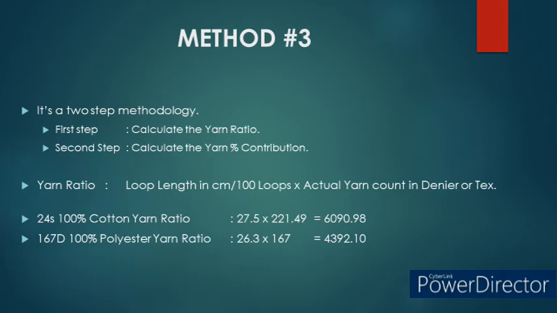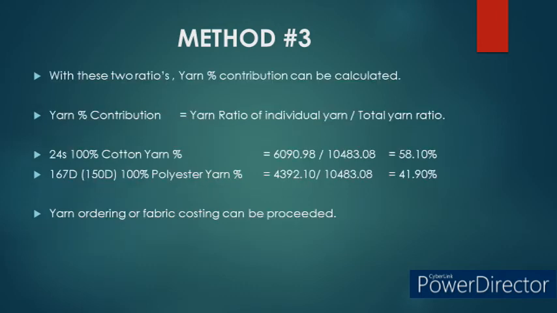167 denier of 100% polyester yarn ratio can be calculated using 26.3, the loop length in the 167 denier 100% polyester yarn, into 167, the denier actual yarn count in the polyester, that is 4392.10. With these two ratios, yarn percentage contribution can be calculated using the formula: yarn ratio of individual yarn divided by total yarn ratio, that is the summation of 24's 100% cotton yarn ratio and 167 denier of 100% polyester yarn ratio.